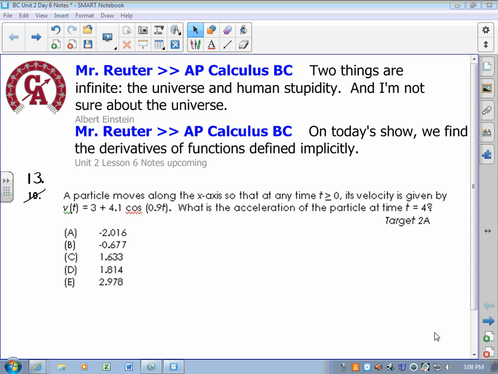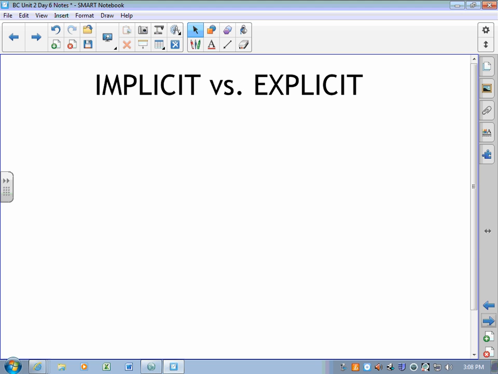So on today's show, implicit differentiation. This is one of the big consequences of the chain rule. If you don't regret the chain rule from yesterday's lesson, you will today. Let's quickly talk implicit versus explicit.